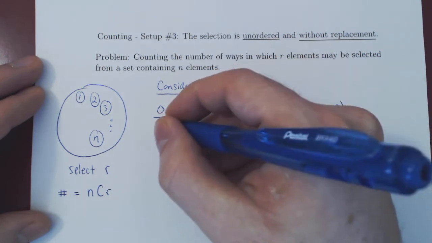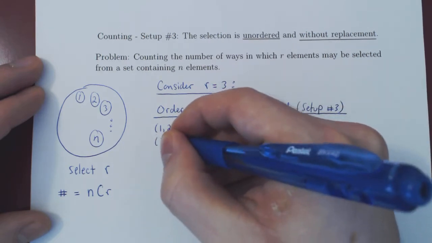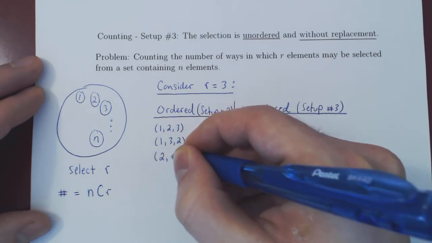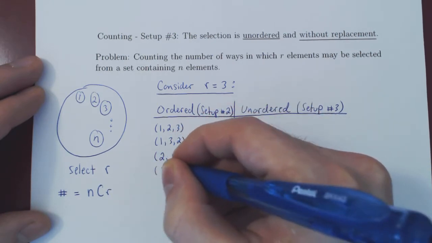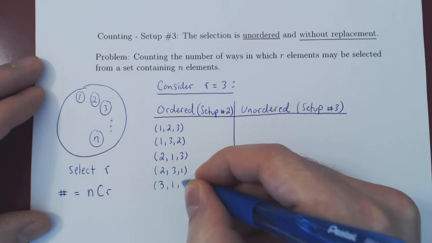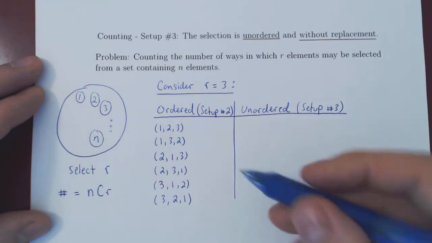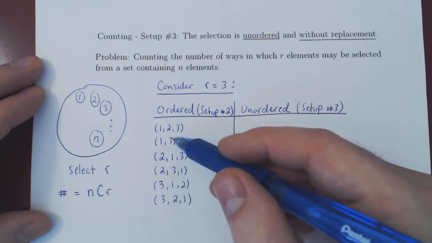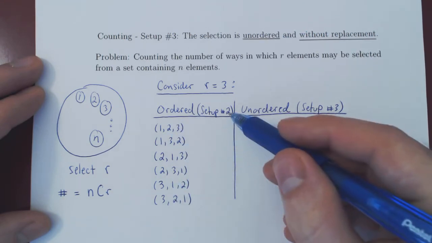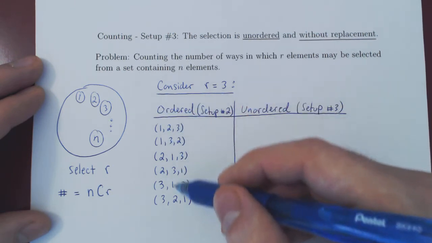Look at all possibilities. It could be ball number 1, then 2, then 3. Or it could be ball number 1, then 3, then 2. Or it could be ball number 2, then 1, then 3. Or ball number 2, then 3, then 1. Or ball number 3, then 1, then 2. And finally, ball number 3, then 2, then 1. All of these, even though they all contain balls number 1, 2, and 3, are different selections, as in setup number 2, we keep track of the order of the selection. So here there are 6 possibilities.